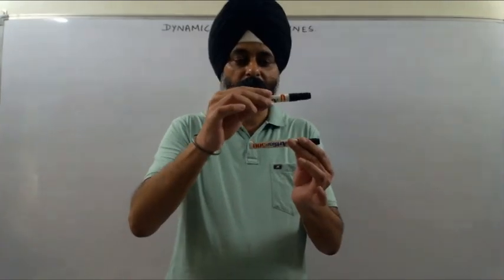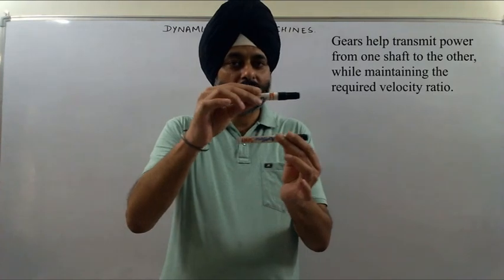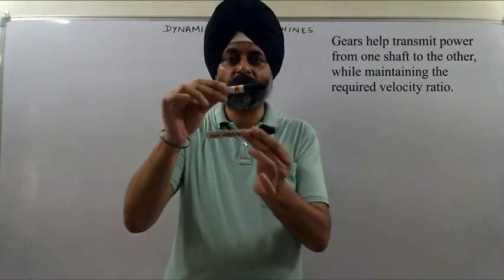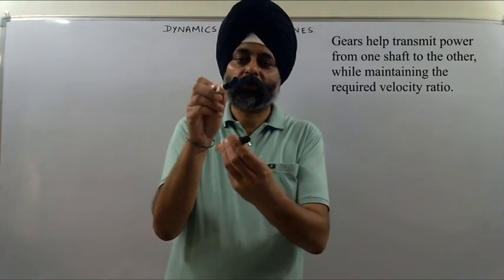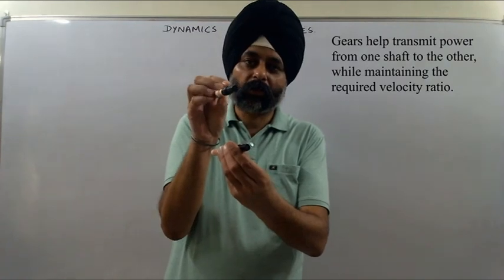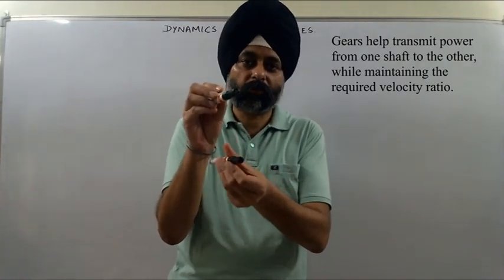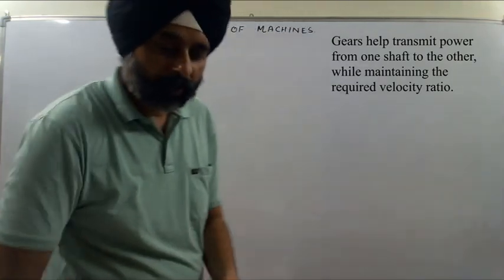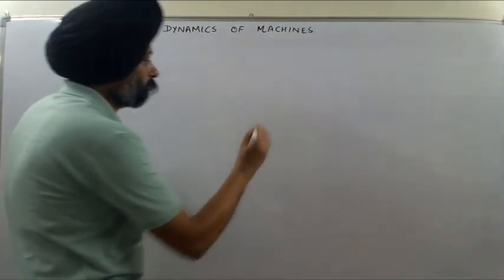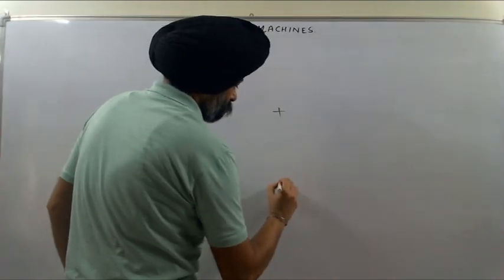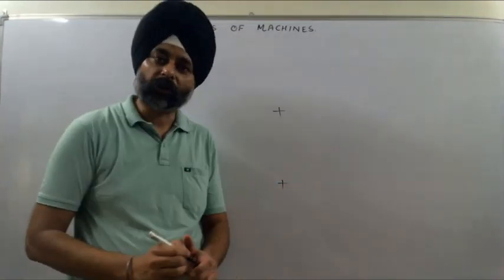So let us say we have these two shafts that we intend to connect, and at the same time we intend to achieve some velocity ratio. For example, if this shaft undergoes one turn, this one should undergo two turns, and so on. So to begin with, let us consider these as the centers of the two shafts that we intend to connect.